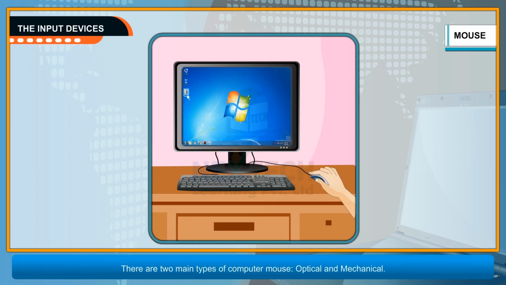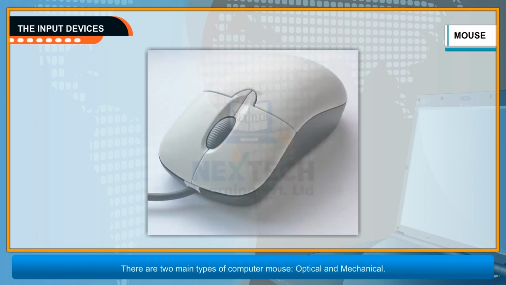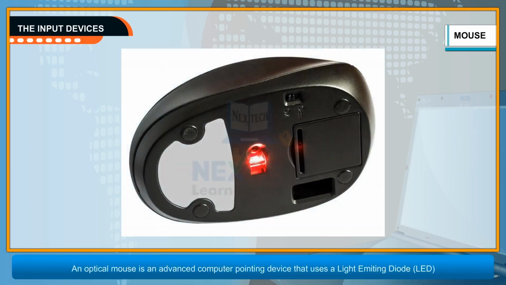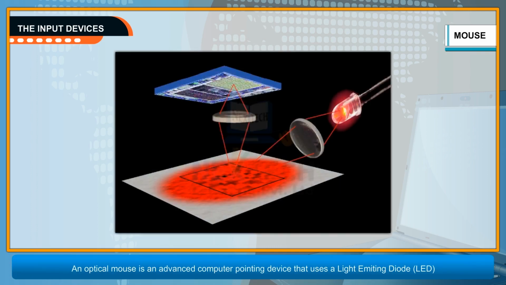There are two main types of computer mouse: optical and mechanical. An optical mouse is an advanced computer pointing device that uses a light-emitting diode, LED, and an optical sensor to track the movement of the mouse pointer.